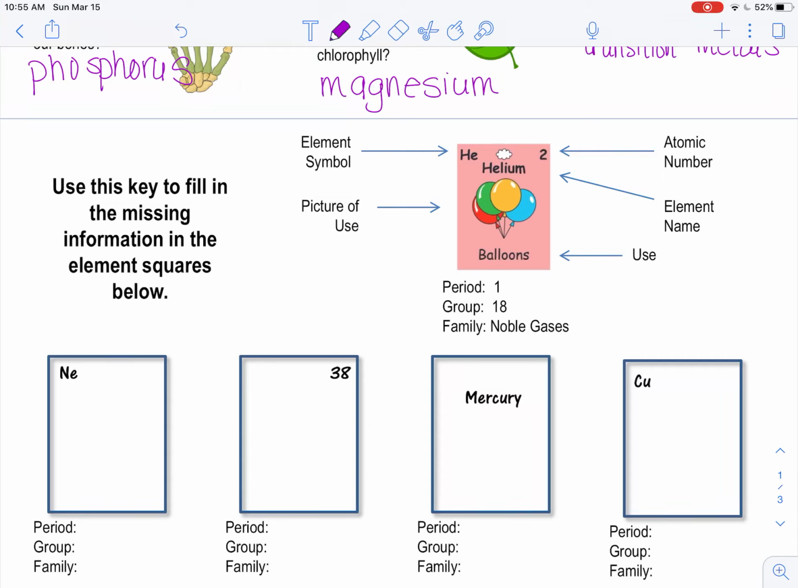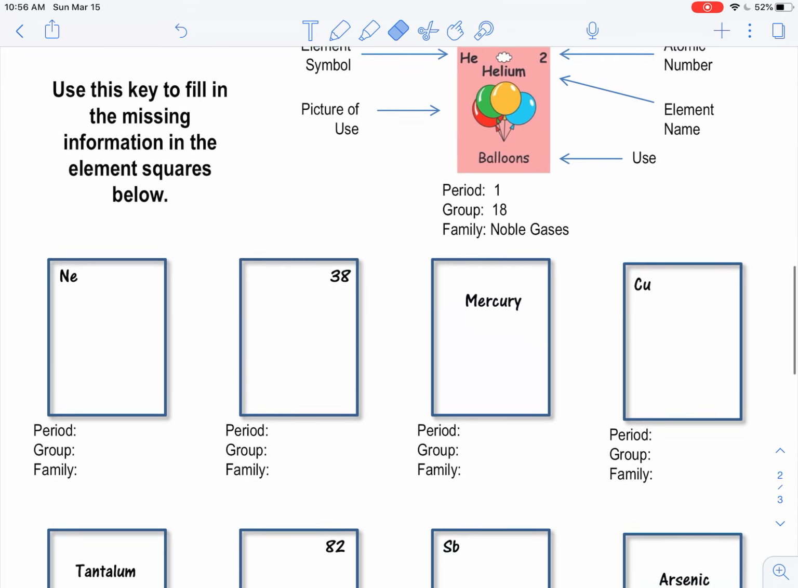So on the back of the page, they have given us a little key here that reminds us that in each box we have the element symbol, which is always a capital letter, sometimes followed by a lowercase letter. We have the atomic number, the element name, its uses, and then here it has the period, the group, and the family listed. So I think it's going to be easiest as we go through this if I bring up pictures of the ones that we're working on.